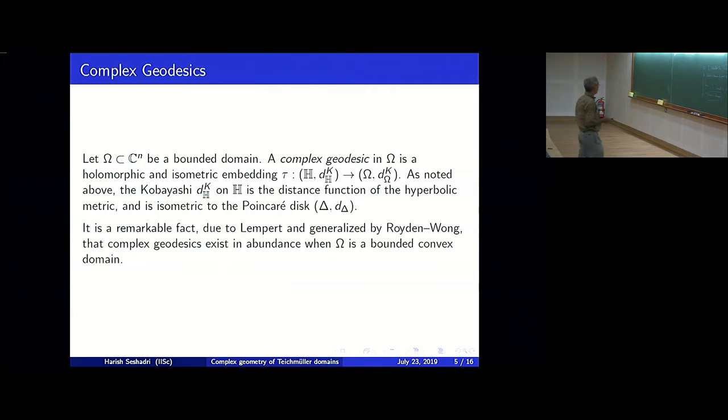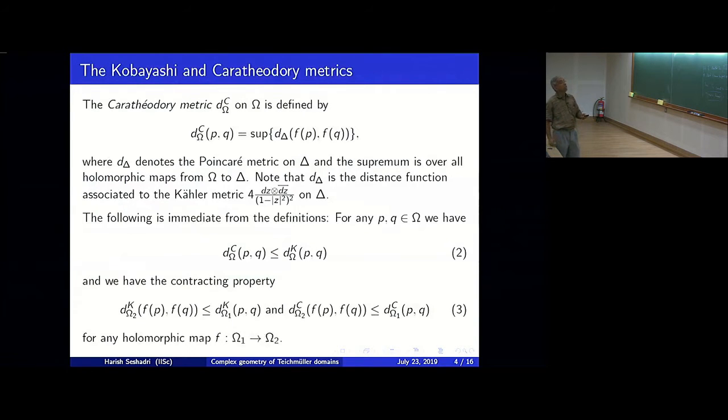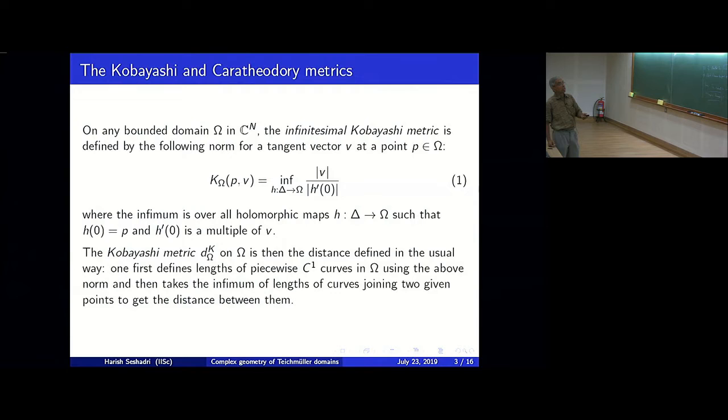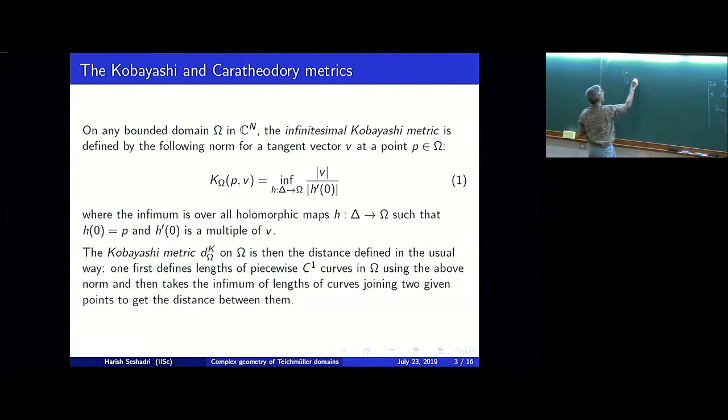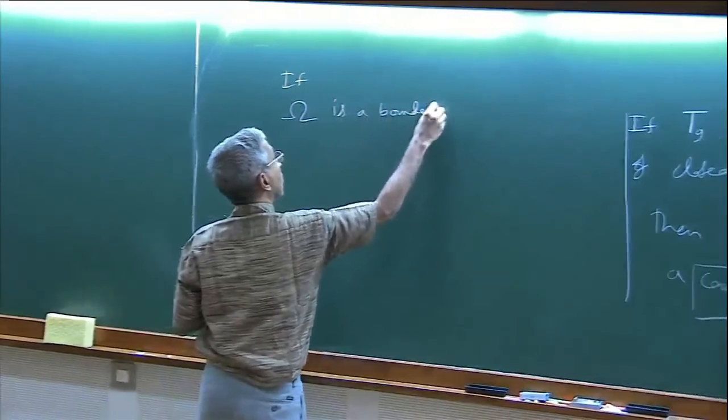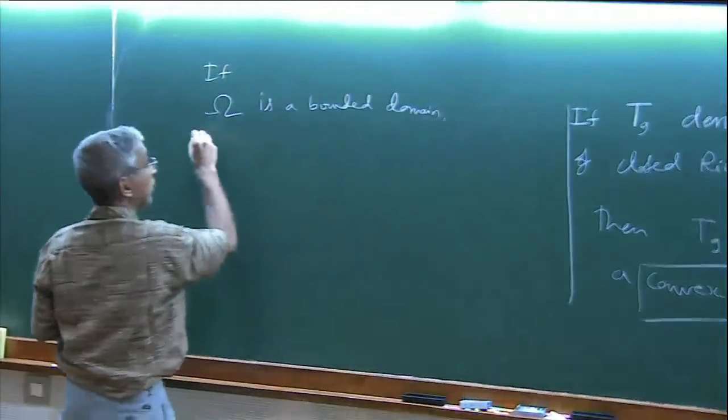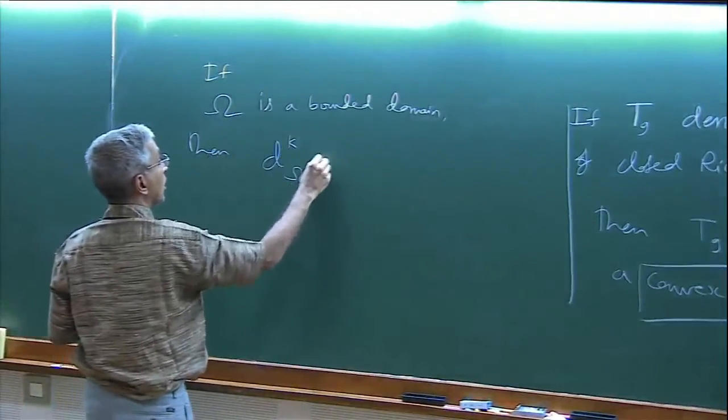Now, I should have mentioned that in general, it's not evident that when I do this infinitesimal thing, I'll get an actual Finsler metric, a Finsler norm. In other words, the norm of a non-zero vector should be positive. That's not so evident. A huge class of examples where these notions are useful is if omega is a bounded domain, then d_K of omega.